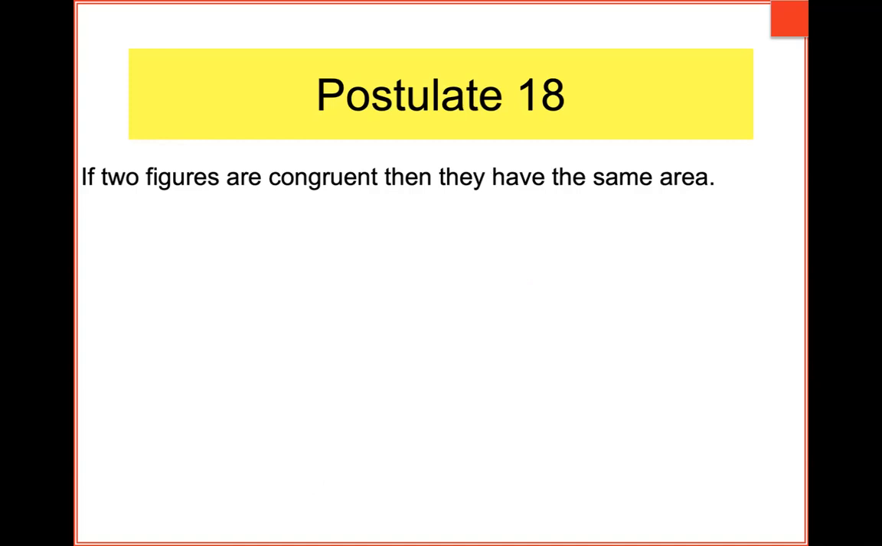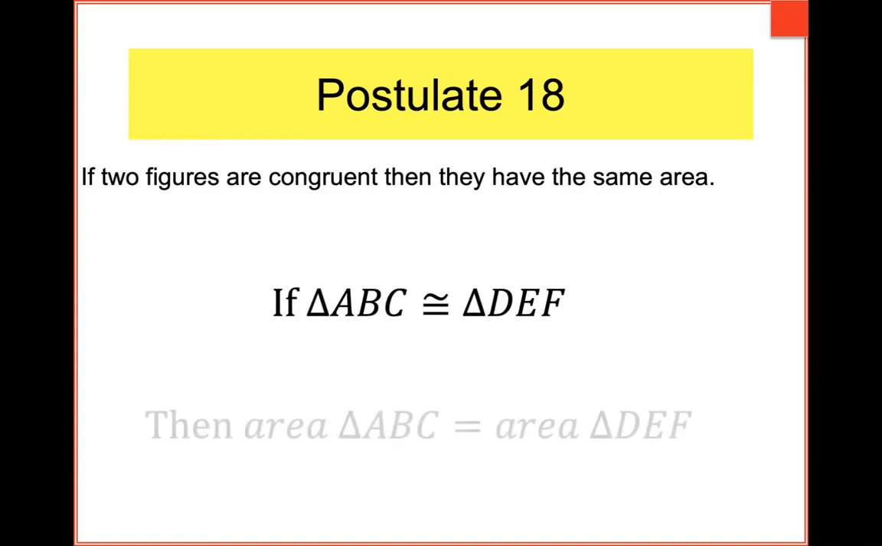Let's see. If two triangles are congruent, that means they're the same shape, triangles. That means all their sides are the same. So that means they would enclose the same amount of space. So for instance, this is just one of many statements I can make. If two triangles are congruent, then it means their areas have to be equal.